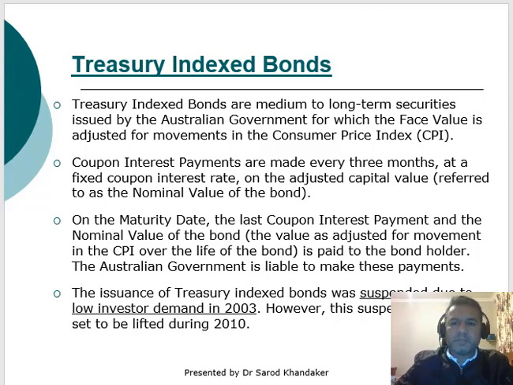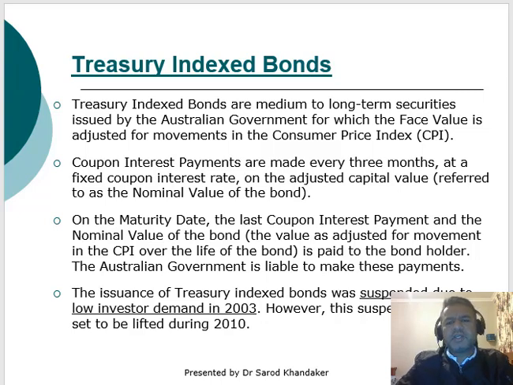The Reserve Bank of Australia also issues Treasury indexed bonds. The issuance of the Treasury indexed bond was suspended due to low investor demand in 2013. However, because the government was borrowing more money during the global financial crisis, the suspension was lifted.